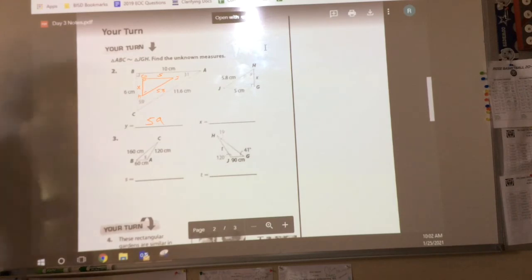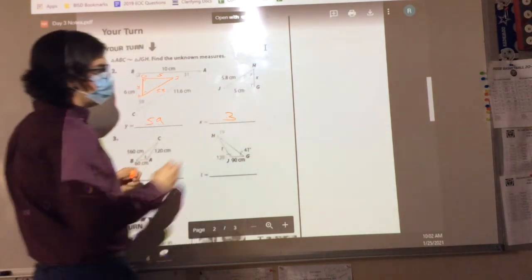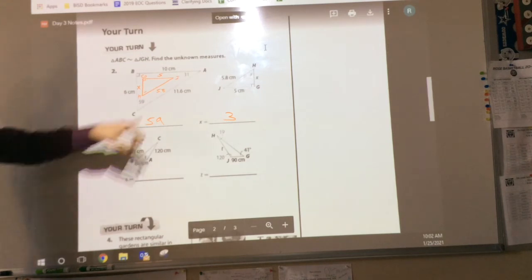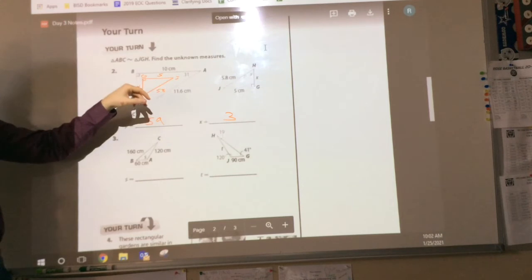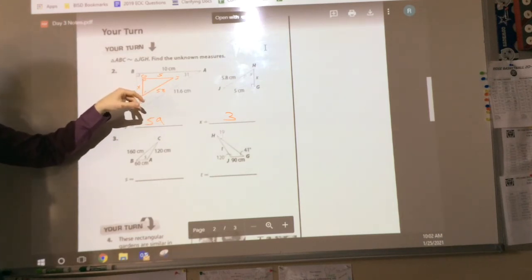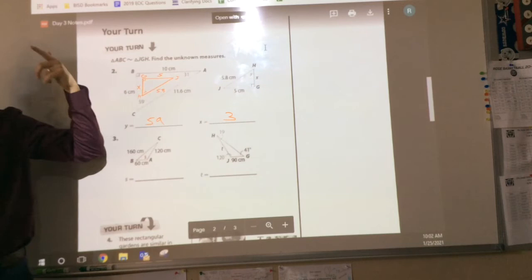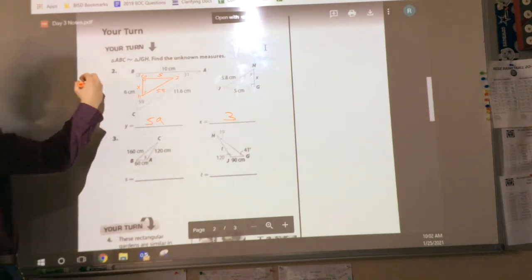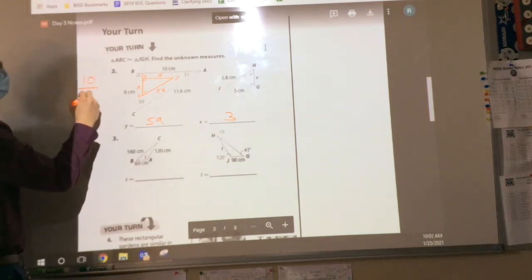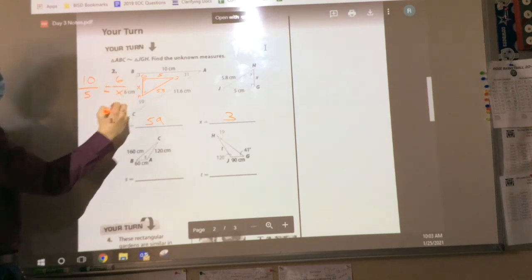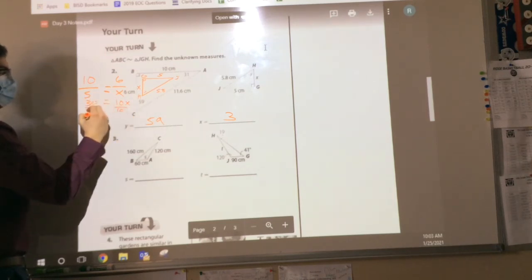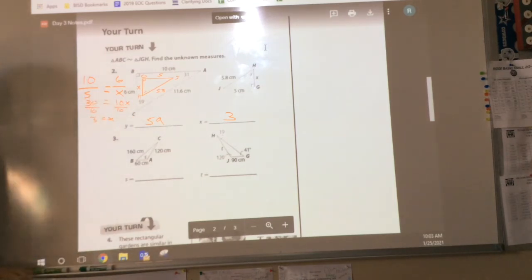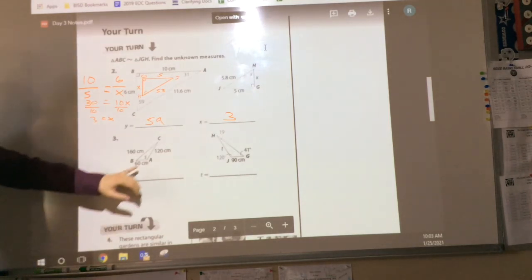Do we agree? Yeah. Here's how my brain works on this, and this is me kind of taking some shortcuts if I'm being honest. I looked right here and I saw that from 5 to 10 was times 2, which meant that X times 2 had to be 6, and therefore I just did half of 6, which gave me 3. That's how my brain works. If you wanted to set up an actual proportion, we could have done this. 10 over 5 is equal to 6 over X. Does that make sense? Okay.